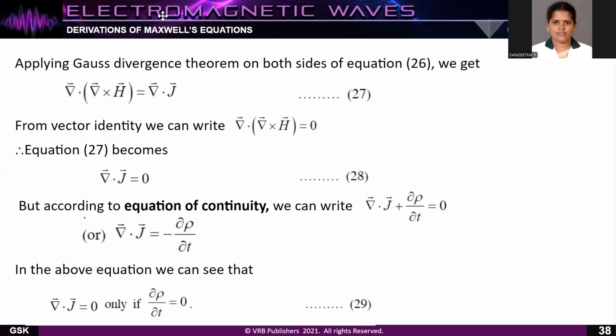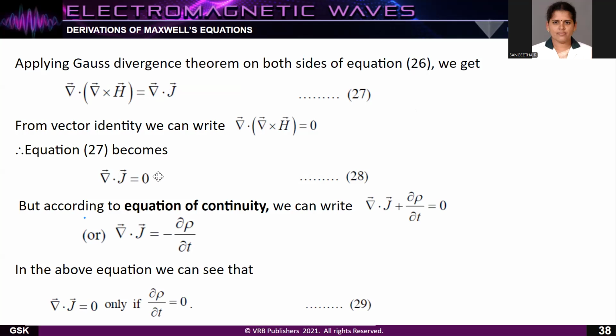Then, we apply the divergence on both sides of the equation. Divergence means what? Del dot of A. Instead of A, we have del cross H, which is equal to del dot J on the right hand side. The vector identity is a common formula which we have to remember: del dot of del cross H vector is 0. It is a constant formula. When we substitute this vector identity in the above equation 27, it becomes del dot J vector is equal to 0.